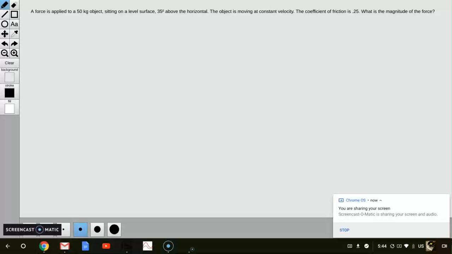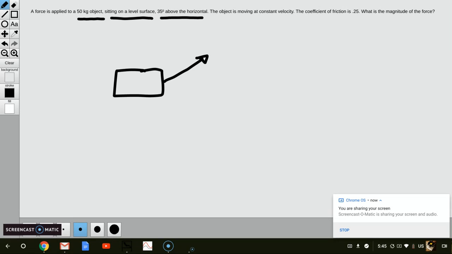All right, so here is your answer to the first problem on the 2D problems review. If you take a look here, a force is applied to a 50 kilogram object. It's sitting on a level surface, and the force is being applied 35 degrees above the ground. So this is a force being applied at an angle.